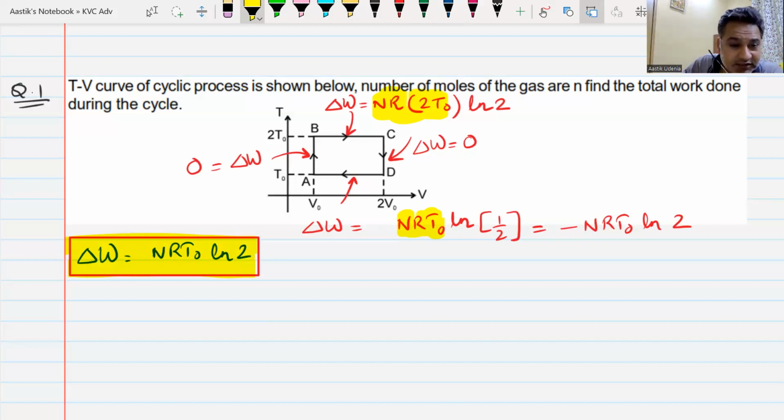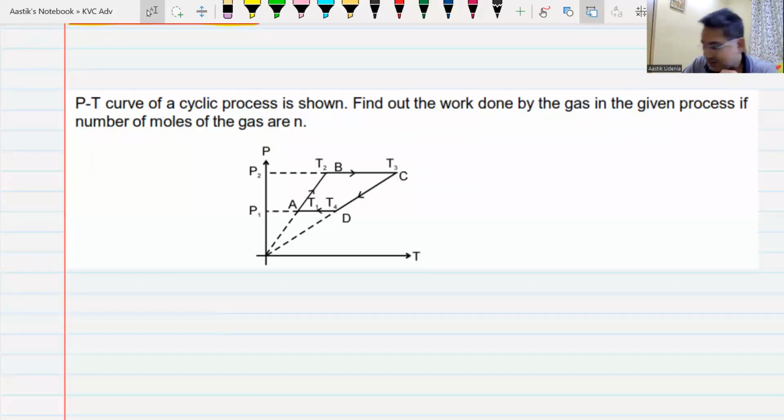Yes, sir. Pakka na, sir? Yes, sir. This is the next one. So I've given you all types of processes, TV, PT, PV, so that you are confident in finding out the work done in all the processes, and the formula of work done gets embedded in your heads.